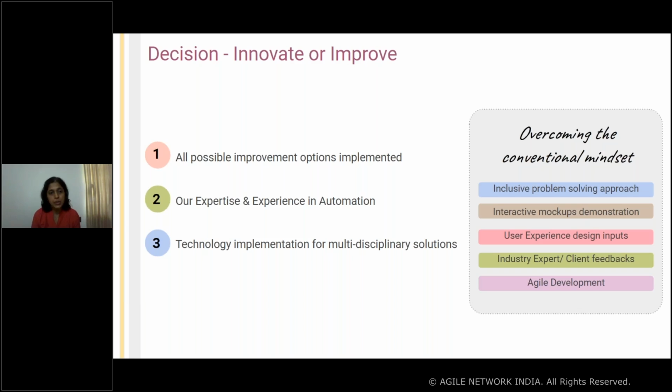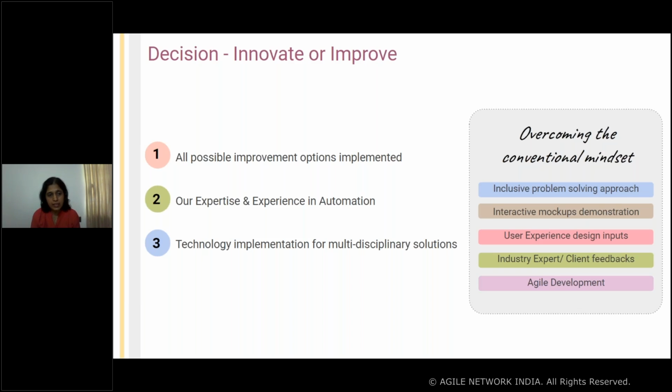And the other two factors that we considered when we thought we should go and innovate in this space: one was our expertise and experience in automation, in a similar solution, right? But it was for a different domain, not related to healthcare. But we already had our teams experienced in that area, doing data standardization. And we already had that solution in the market, and we had clients for whom we were doing that.